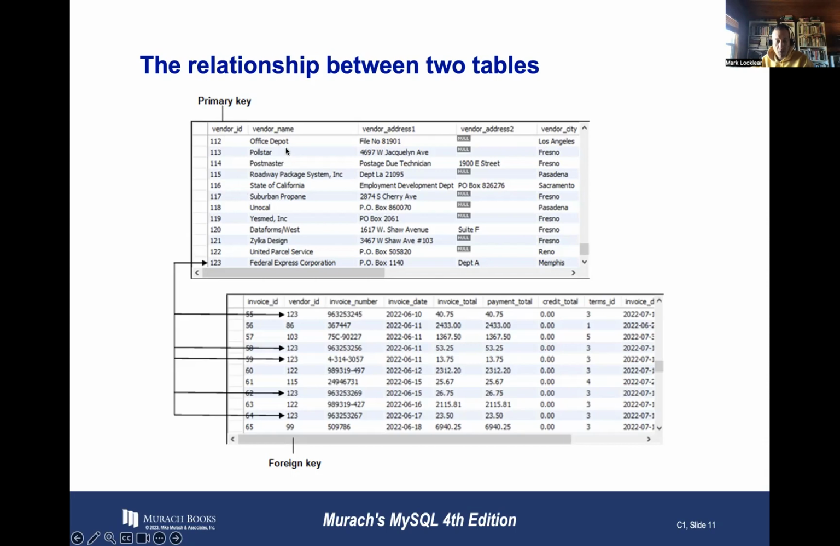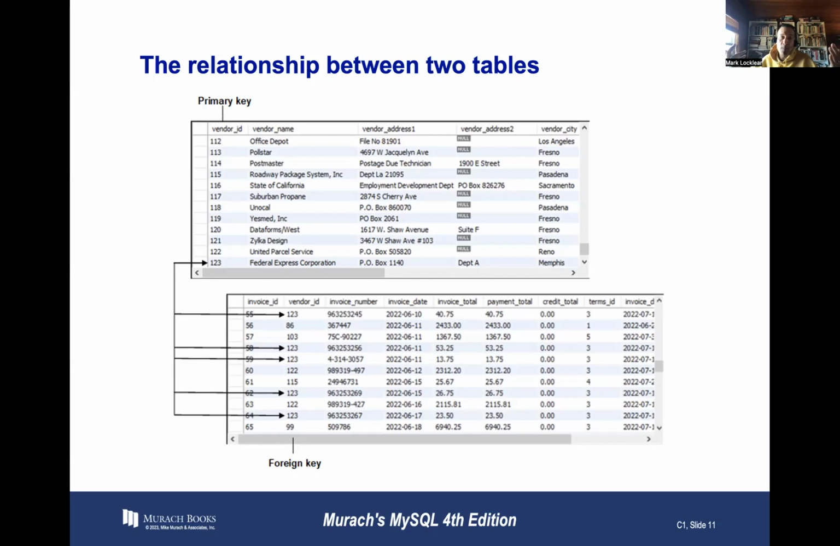Office Depot, Polestar, Postmaster, Roadway, etc. Those are all vendors, and you don't just have the vendor name, right? This table represents vendors as a whole. So it's the vendor name, vendor address, their city, so on and so forth. And then this invoices table on the bottom. Again, think about taking these different real world things and trying to represent them from a data standpoint. This table on the bottom represents invoices.